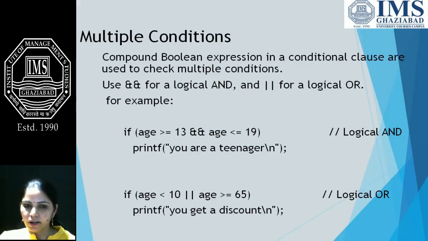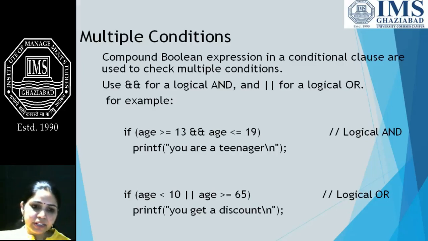For example, I have written if age is greater than equal to 13, ampersand ampersand. Here ampersand is the operator symbol for logical and. Age less than equal to 19. That means if the age lies between 13 and 19, inclusive of 13 and 19, then you are a teenager. What does logical and indicate? Logical and indicates if condition 1 is true and condition 2 is true, both the conditions are true, then only our final condition would be true. Otherwise, the final condition is false.